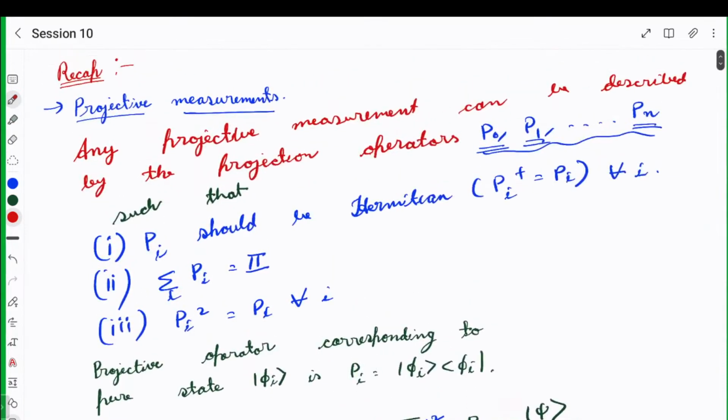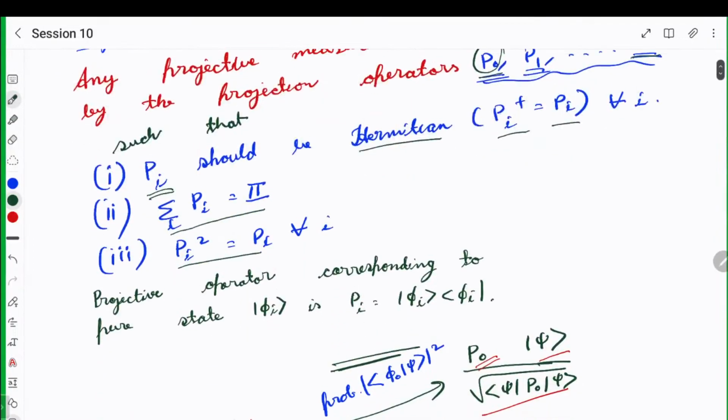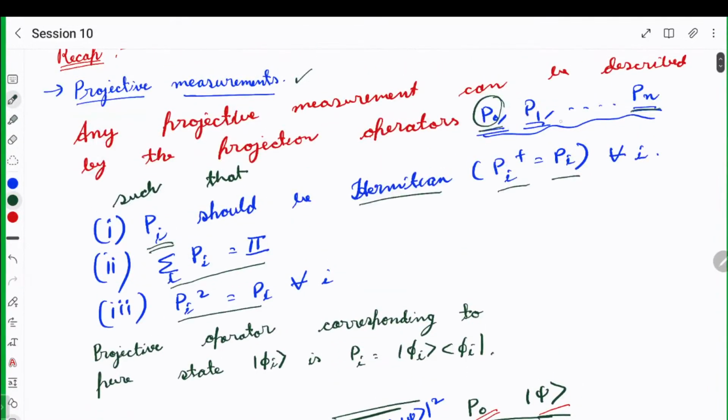Last time we looked at projective measurements, and we had seen that any projective measurement can be described by projection operators P0 to Pn, and they have to follow certain properties: Pi should be Hermitian, that is Pi dagger equals Pi, the summation over Pi is identity, and also Pi squared equals Pi. If the operators P0, P1 up to Pn follow these properties, then we can say that we have a projective measurement.